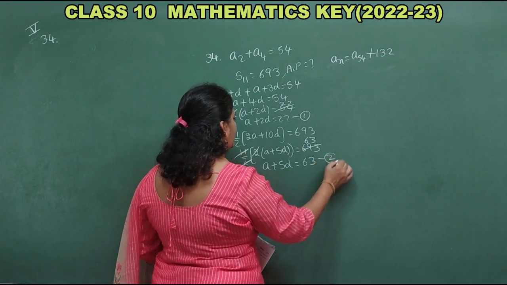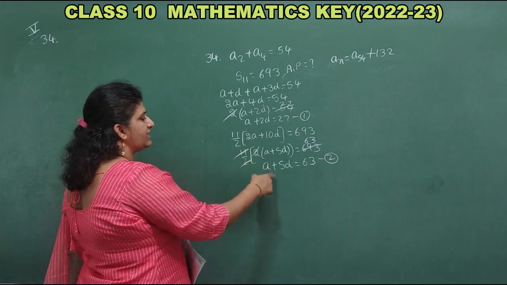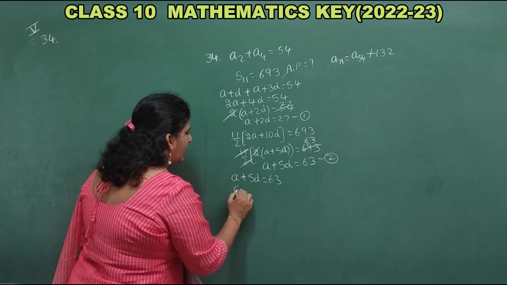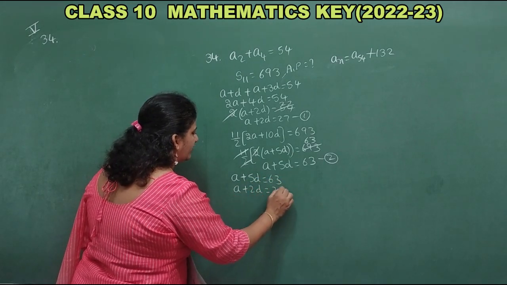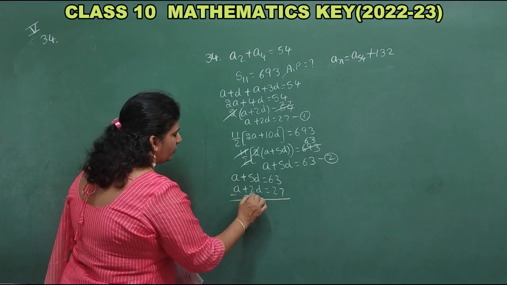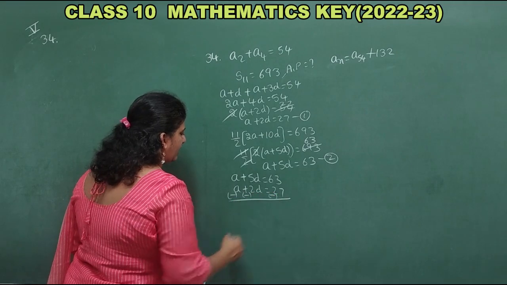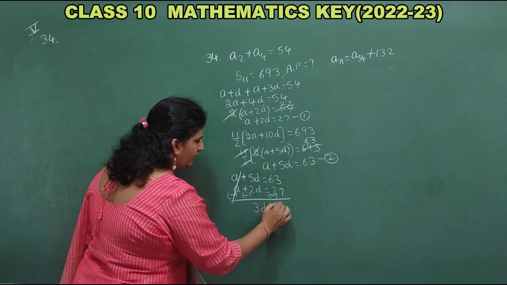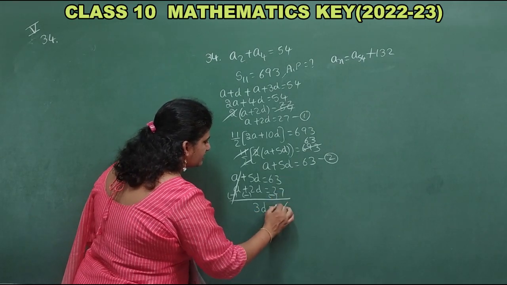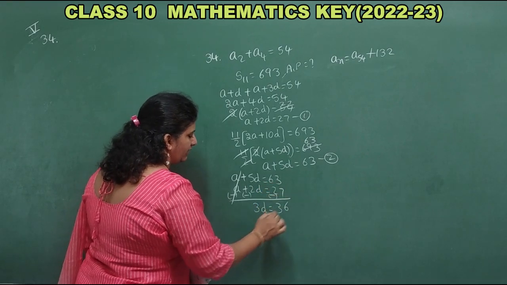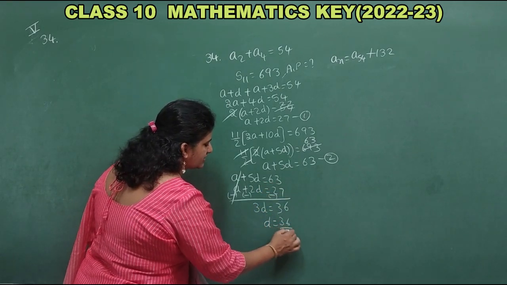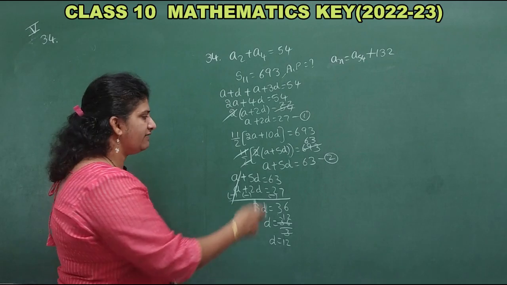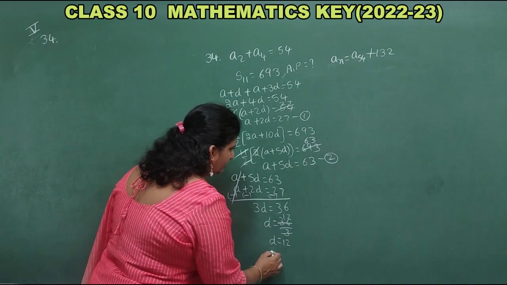Mark this second equation. Now solve these two equations. A plus 5D is equal to 63 and A plus 2D is equal to 27. Subtract the two equations. Change sign and subtract. A minus A will be cancelled. 5D minus 2D will be 3D. 63 minus 27 will be 36. D is equal to 36 by 3, that is 12. D is equal to 12. This D value substitute in any one of the equations.